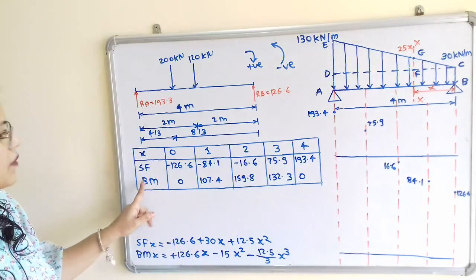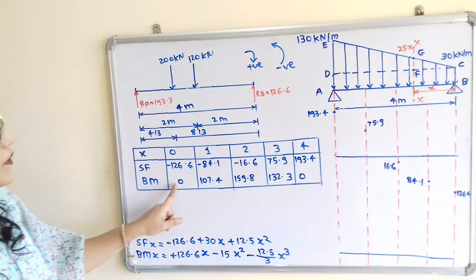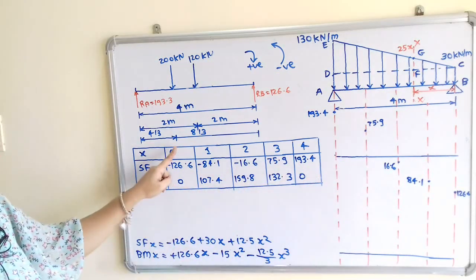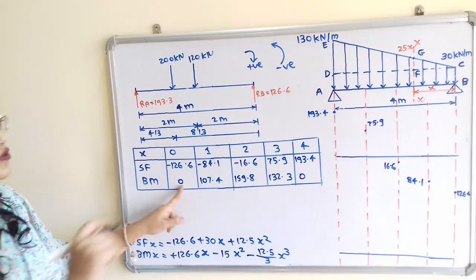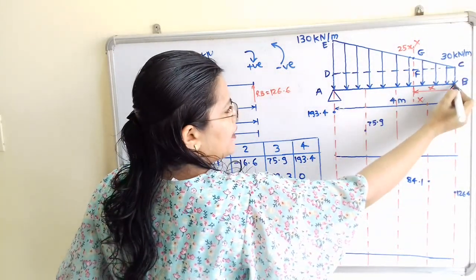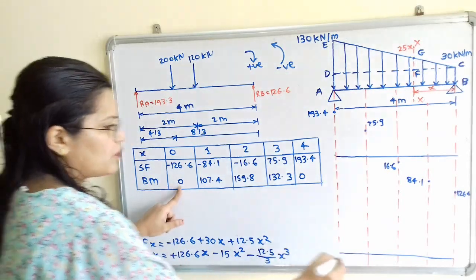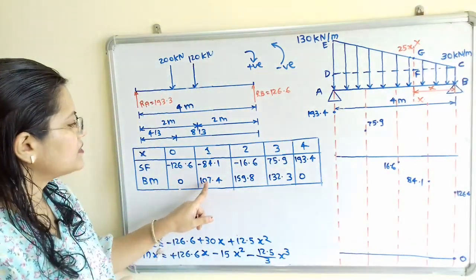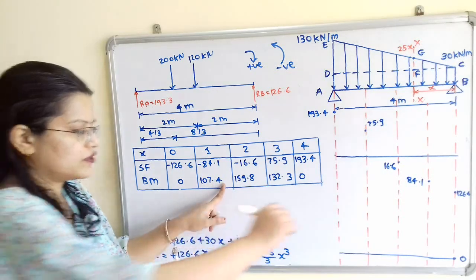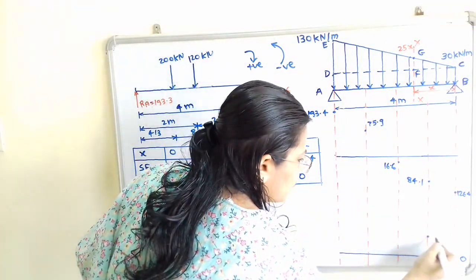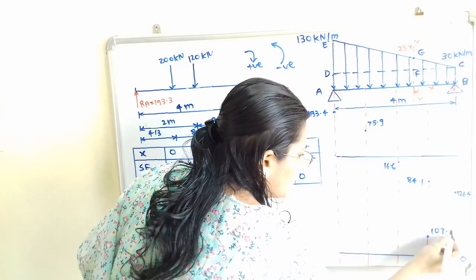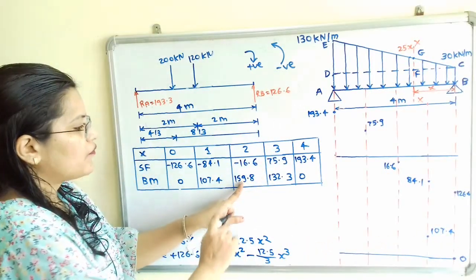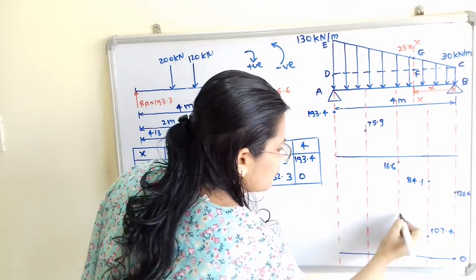Now we will move to the bending moment. So I have calculated here for x is equal to 0, 0. So this is the point B where x is equal to 0. So I will plot here the value 0. Then it is 107.4. So I will plot here one value 107.4.